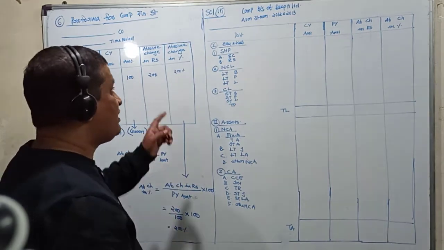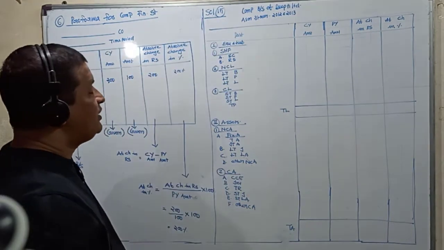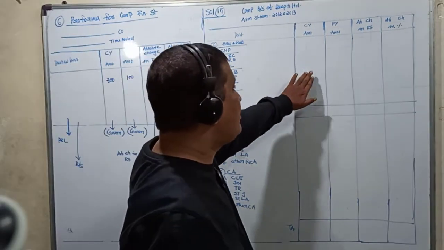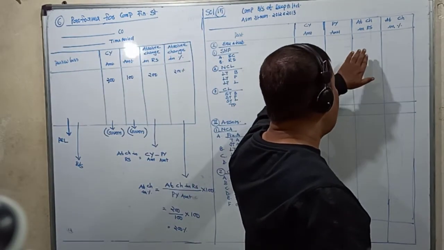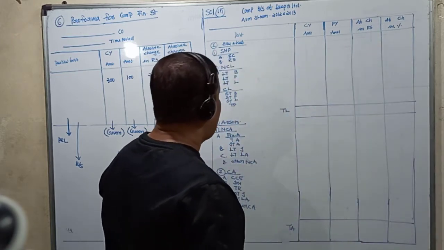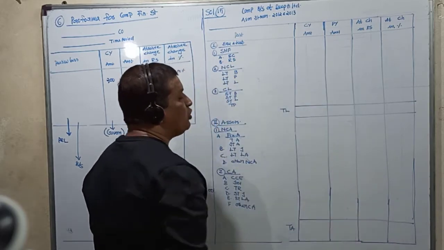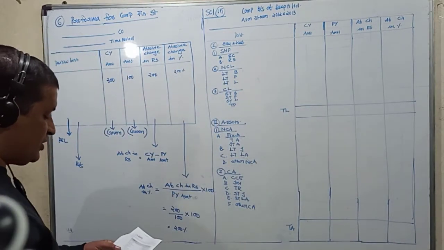Because it's a comparative balance sheet, first we took the pro forma of the balance sheet. And there are 4 amount columns. Current year amount we take first, next previous year amount, absolute change in rupees and absolute change in percentage. First, go down, read the problem and fill up the first 2 columns only.